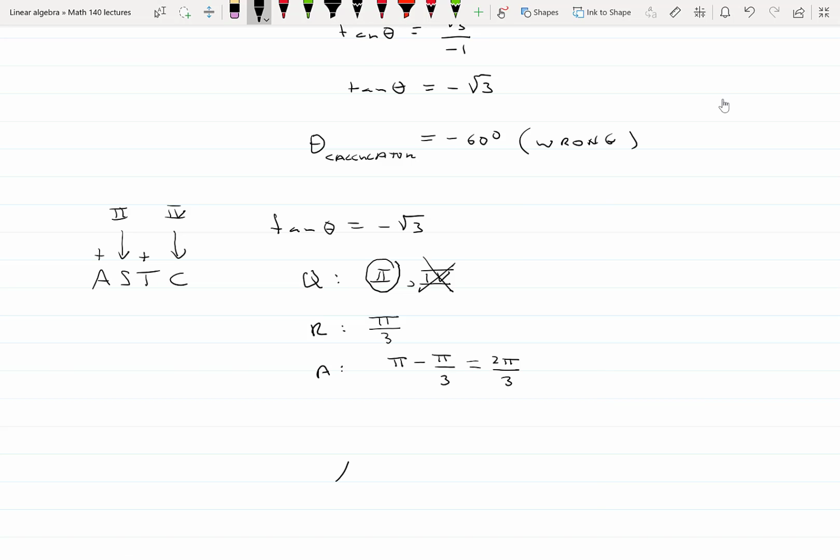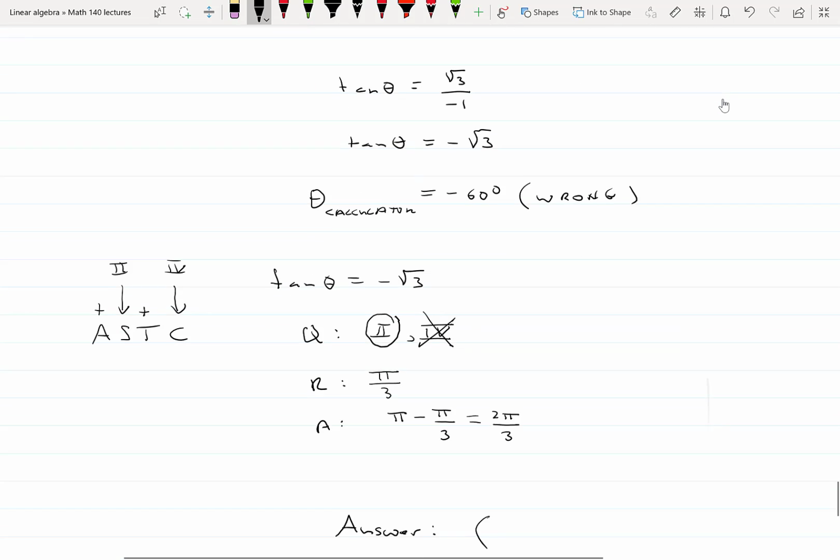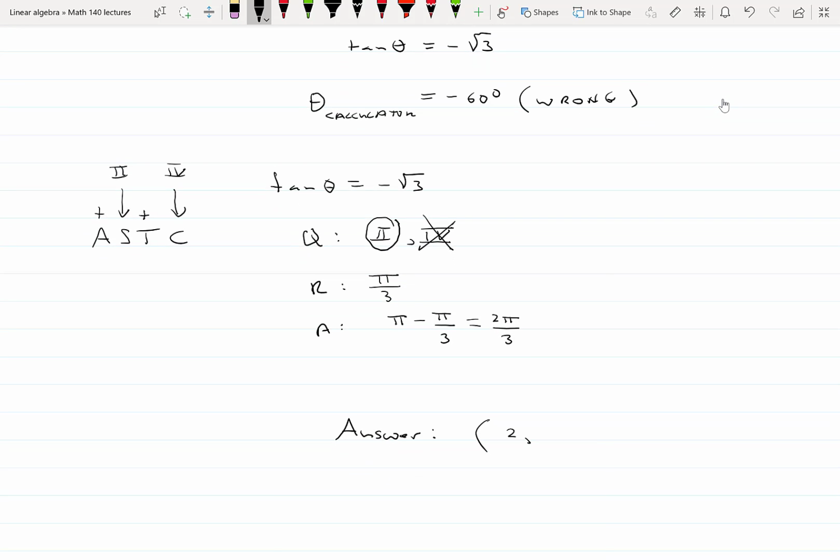That means our answer is, what was our value for R? 2. So the answer is 2 and 2π/3. And that is our introduction to polar coordinates.